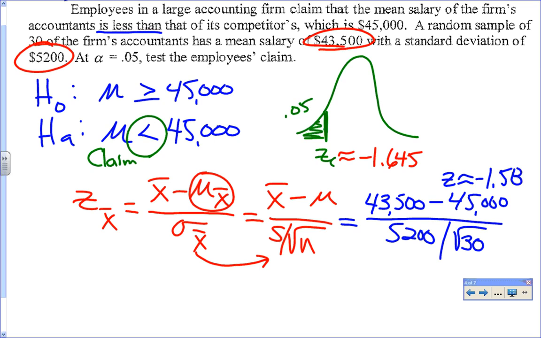Negative 1.58 falls right about there, correct? Do you agree with that? Is it in the rejection region? No, it didn't quite make it, did it? But darn close, right? So we would have to say, basically, can we reject the null hypothesis? In this case, can I reject the null? Did it fall in the rejection region? No. So basically, I can't reject the null.